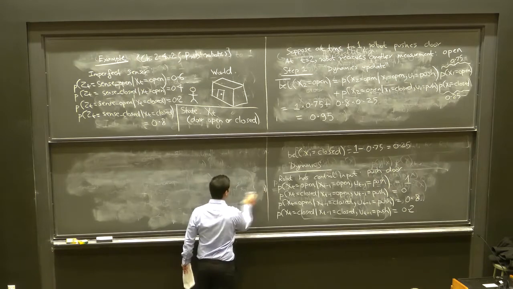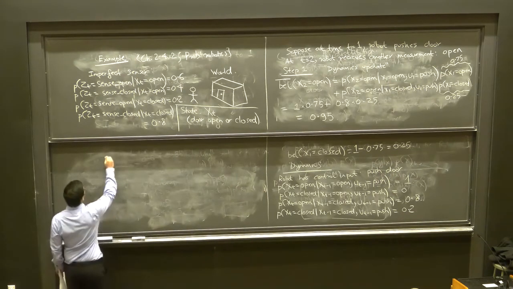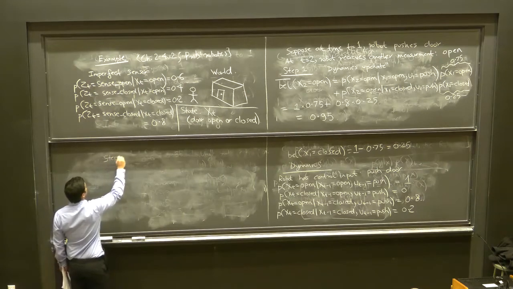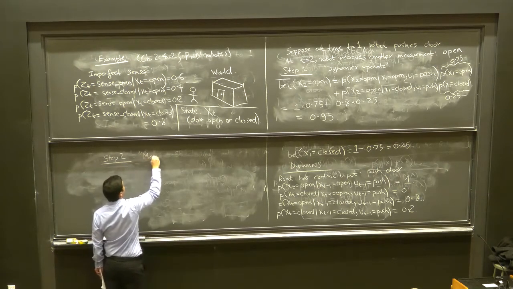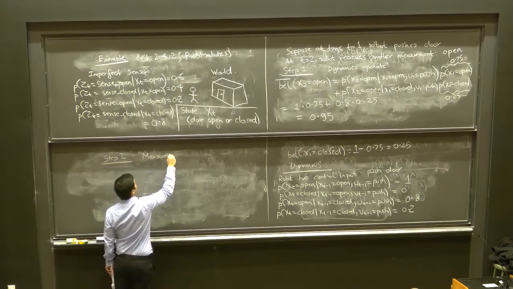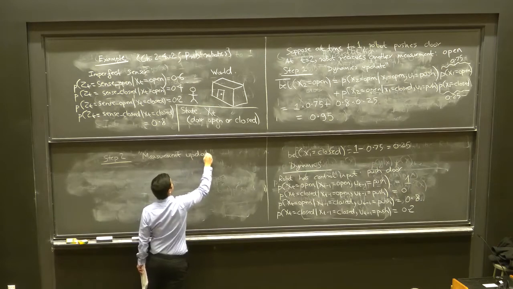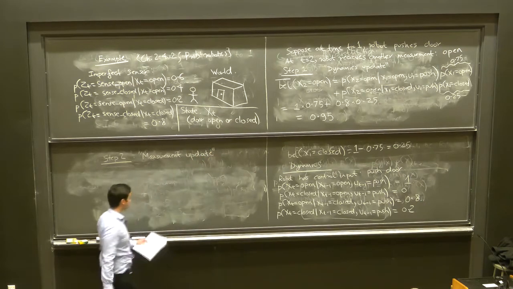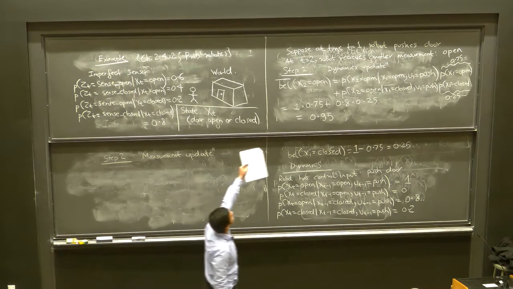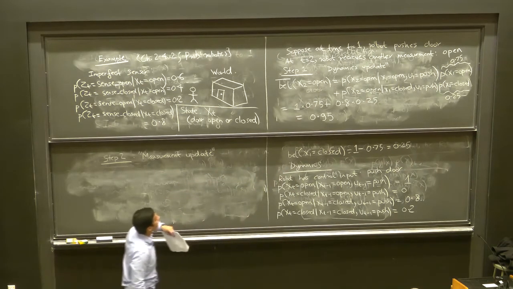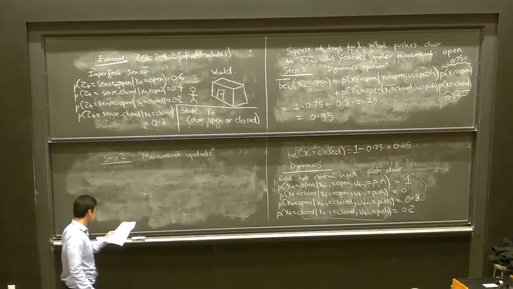So this is where Bayes' rule comes in. So step 2 is the measurement update. And we said that we're assuming at the second time step the robot receives a sensor measurement which is telling it that the door is open.